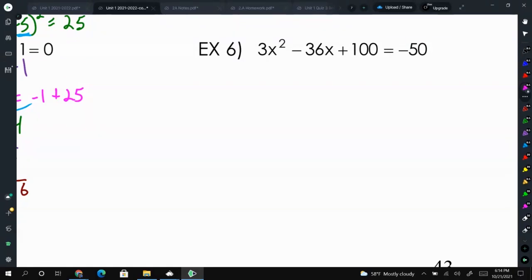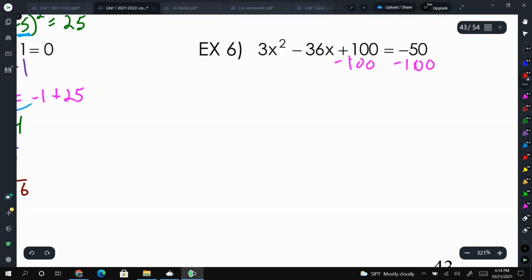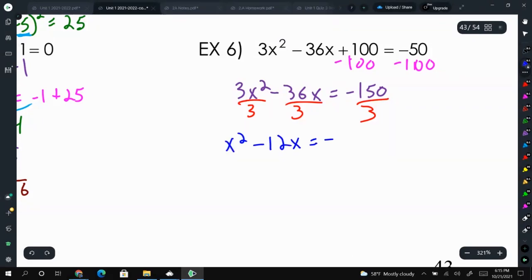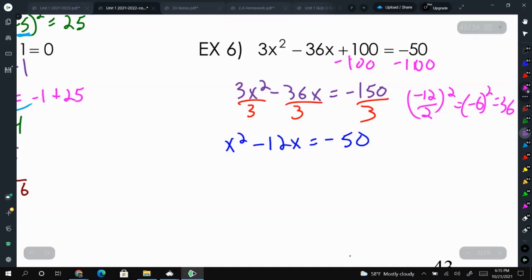With this one, I noticed that my a value isn't 1. So that means something's got to change. If we subtract 100 from both sides, we get 3x squared minus 36x equals negative 150. So we're going to divide everything by 3. And what that is going to get us is 1x squared minus 12x equals negative 50. Now I can complete the square. My b value is negative 12, so negative 12 over 2 squared equals negative 6 squared, or 36. We're going to add 36 to both sides.